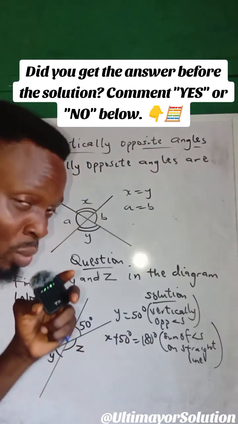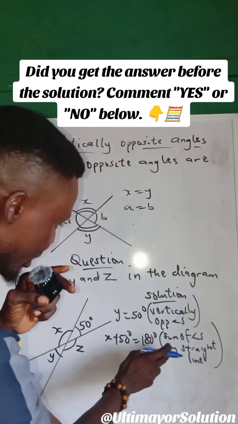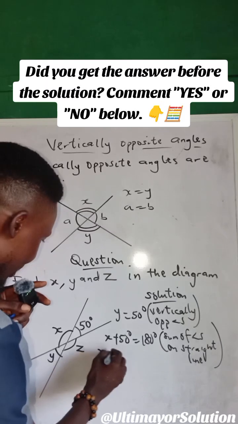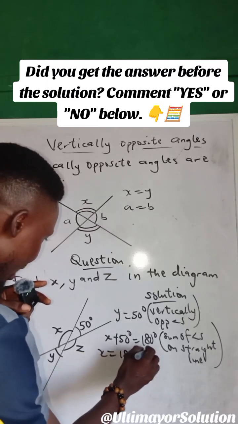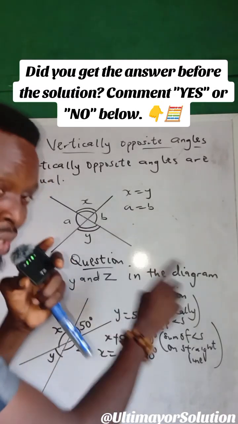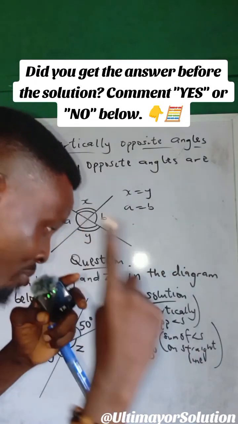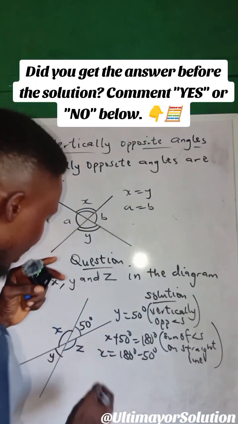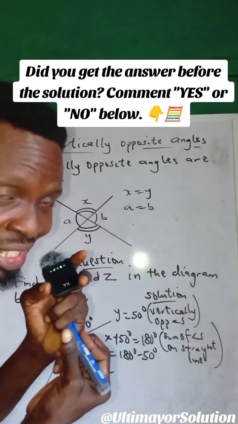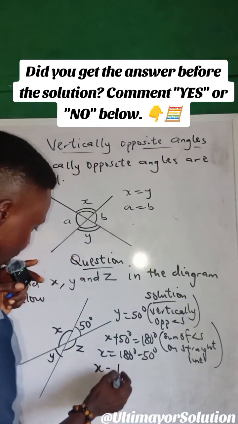Now, X and 50, we can't add them together. So 50 is going to the right hand side. So we have X is equal to 180 degrees minus 50 degrees. Remember, when this 50 crosses the equality sign, it is plus, it will become minus. So we have minus 50. Now, X is equal to, when we subtract 50 from 180, we get 130 degrees.